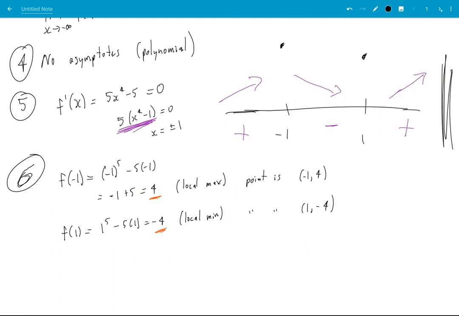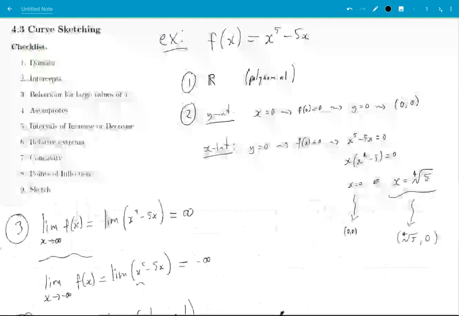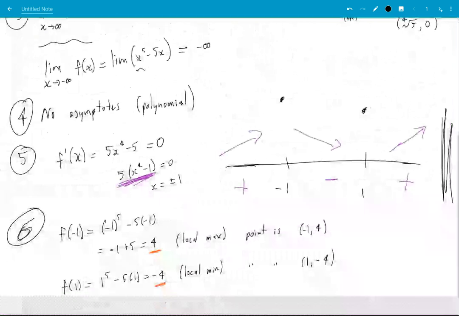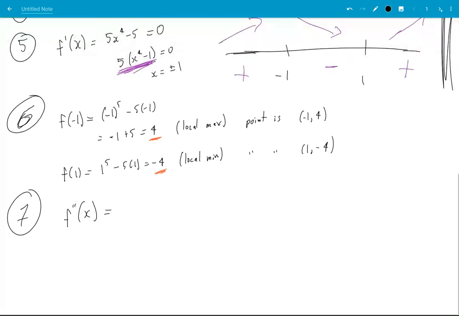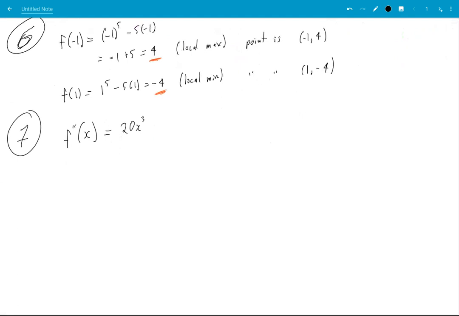Okie dokie. 7. What is 7? I have no idea. Concavity? Yep. Concavity. So intervals of concavity. I'm being very short for me there. So that's the second derivative that governs concavity. So f double prime is 20x cubed, which equals 0 when x is 0.